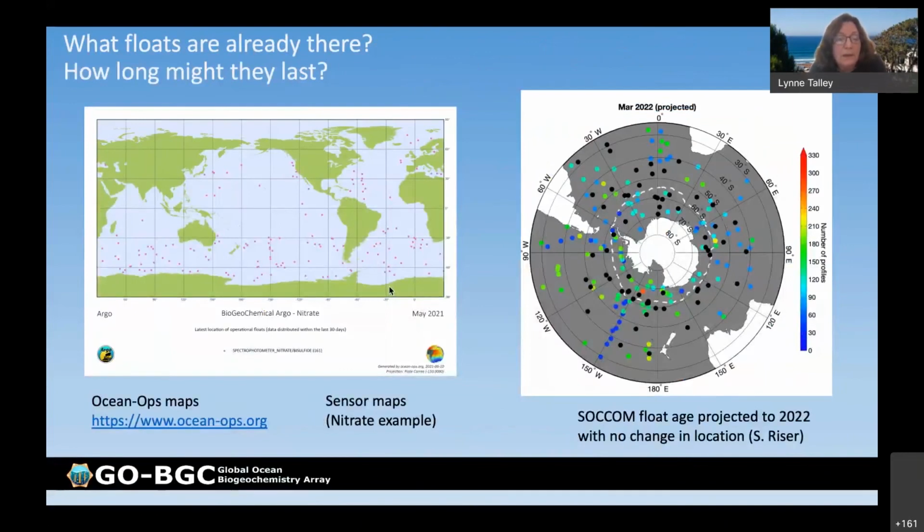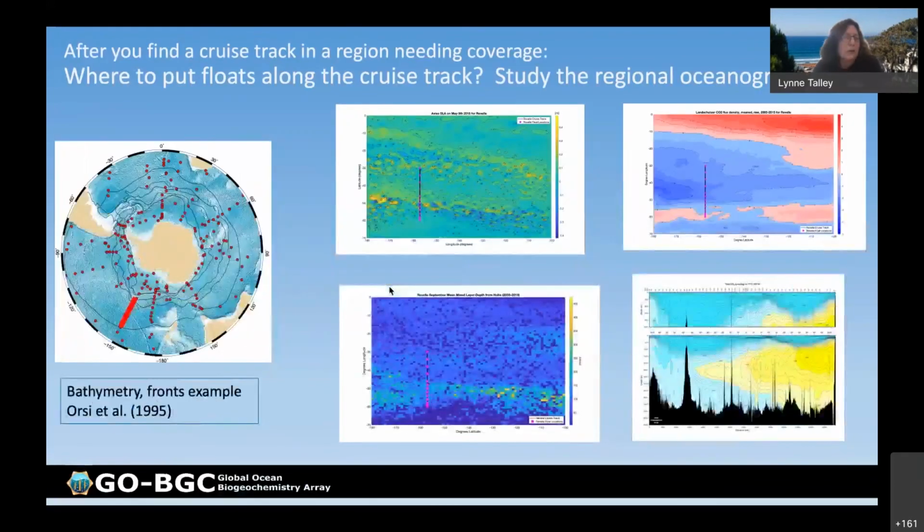You've also seen a map like this on the left. Before you decide where to go, you want to know what's there. So this is a recent map of the nitrate sensor coverage in biogeochemical Argo. You see a lot in the Southern Ocean from SOCOM. You start to see a lot in the Northern Hemisphere starting to appear. We take that into account. You want to take the float age and the sensor quality, is it operating, sensor operations into consideration. So the right panel is an example of looking at a projection of float age to see where existing floats might be weak. So this helps us with deciding where to go.